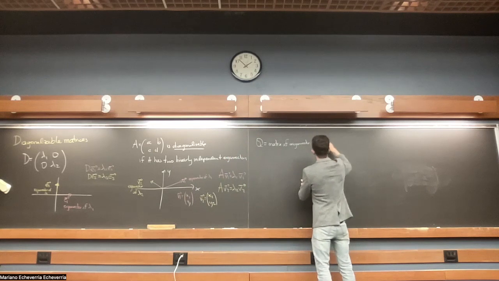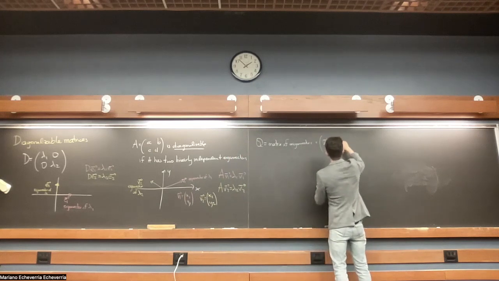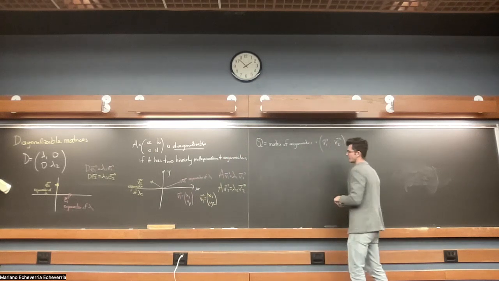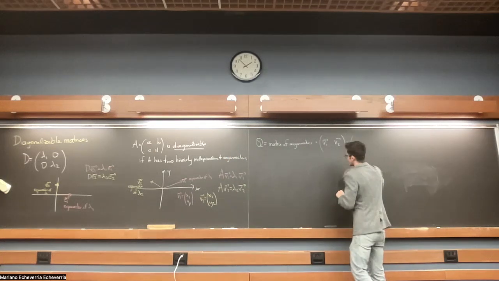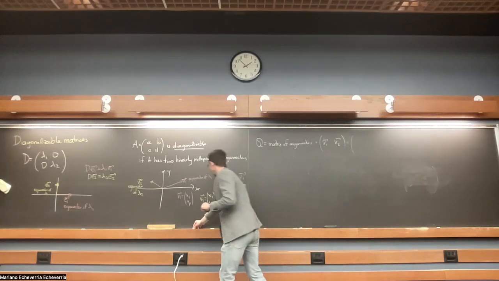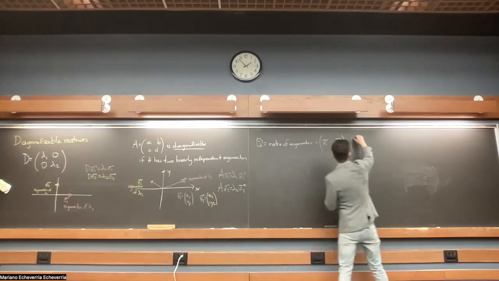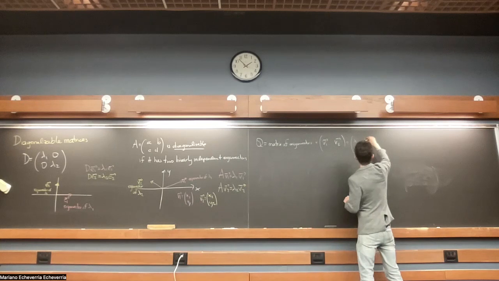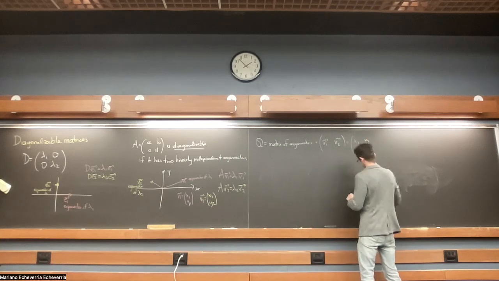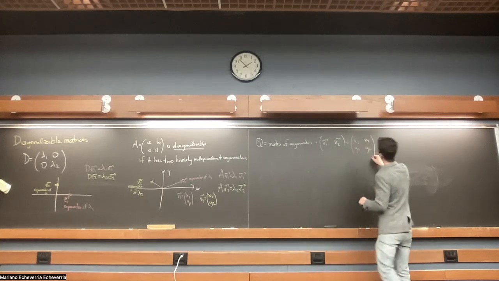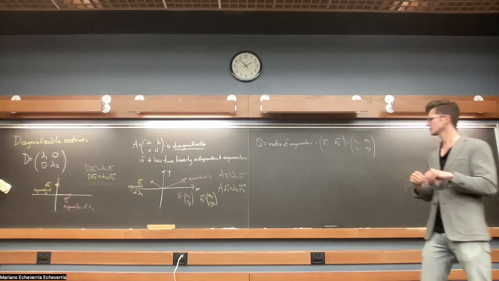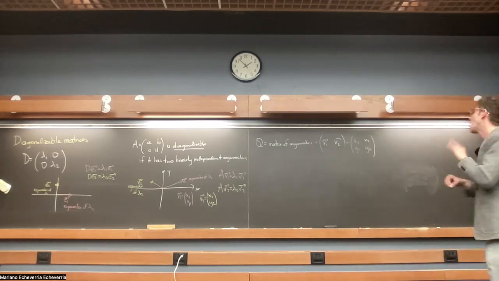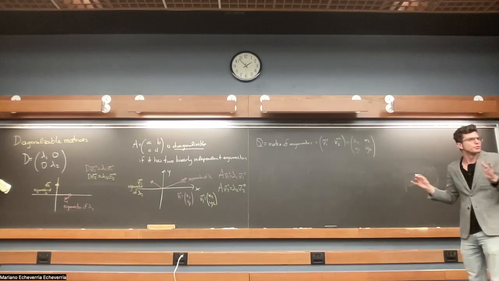Which just means the matrix whose columns are the eigenvectors, V1, V2. By that I mean the matrix whose entries are x1, y1, and x2, y2. Is that okay? Is that making sense? It's kind of a clever thing to do.